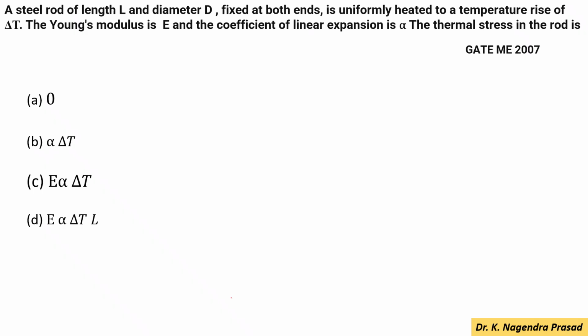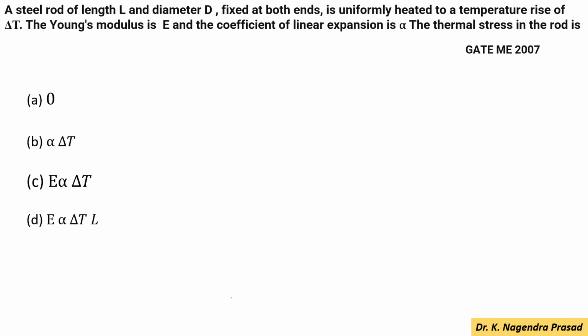A steel rod of length capital L and diameter capital D, fixed at both ends, is uniformly heated to a temperature rise of delta T. The Young's modulus is capital E and the coefficient of thermal expansion is alpha. Then the thermal stress in the rod is. So here the rod is fixed at both ends and it is given E, alpha and delta T.